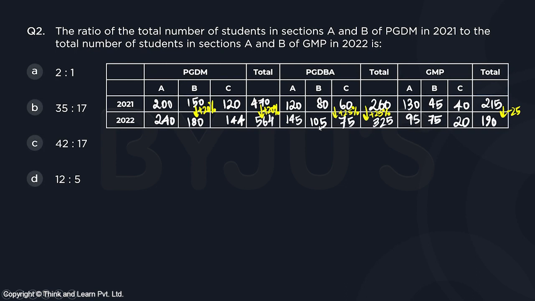Question number 2. The ratio of the total number of students in section A and B of PGDM, the total is 350, to the total number of students in section A and B of GMP in 2022. GMP A and B, the total is 95 plus 75, 170. So the ratio will be 35:17, and that will be option B.